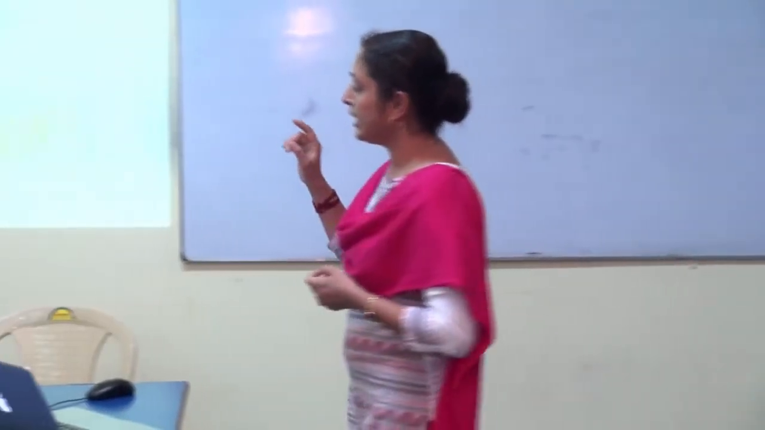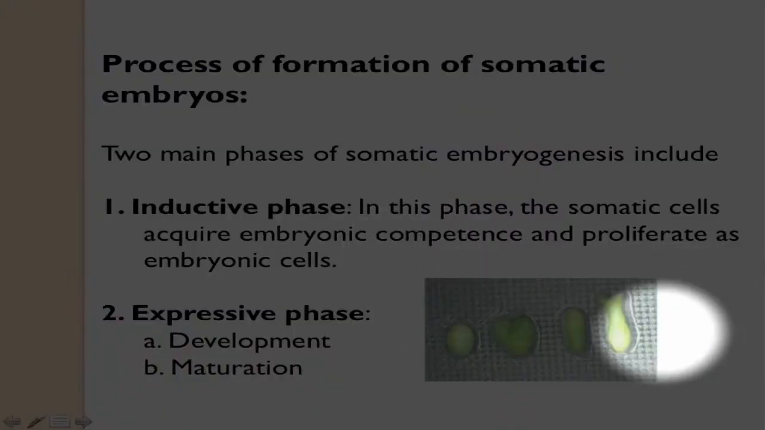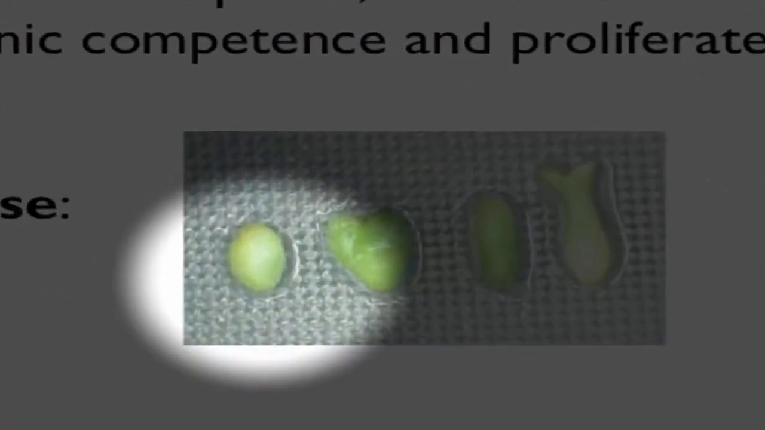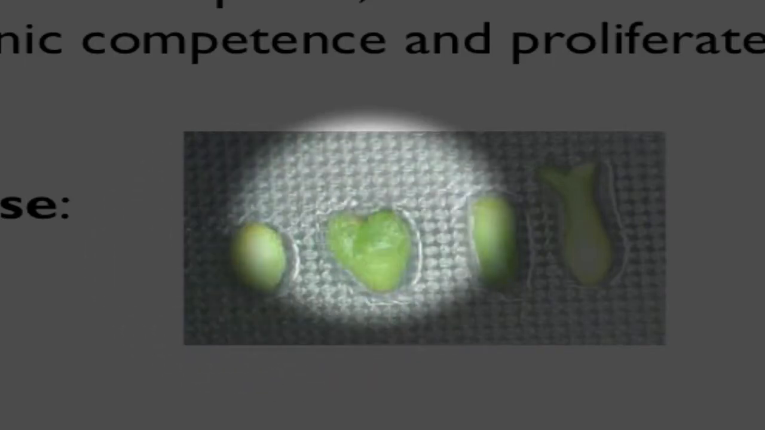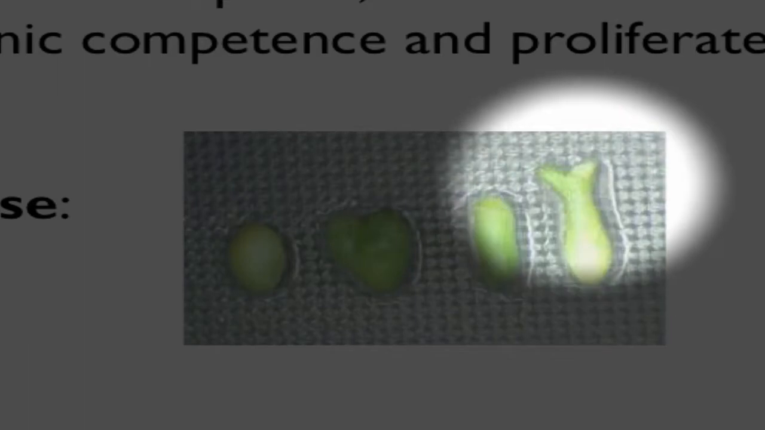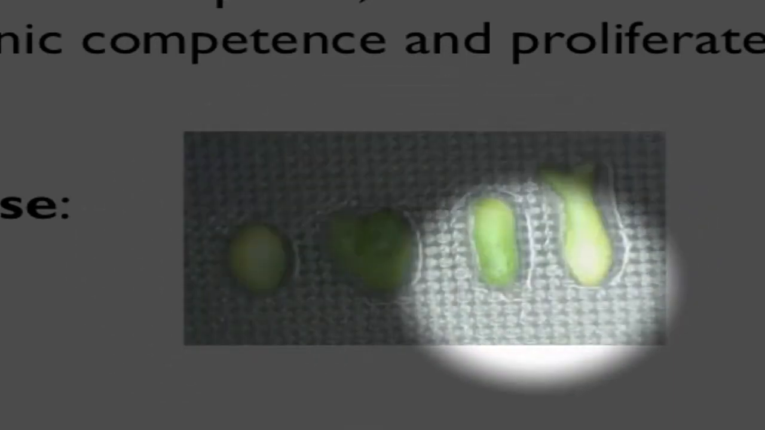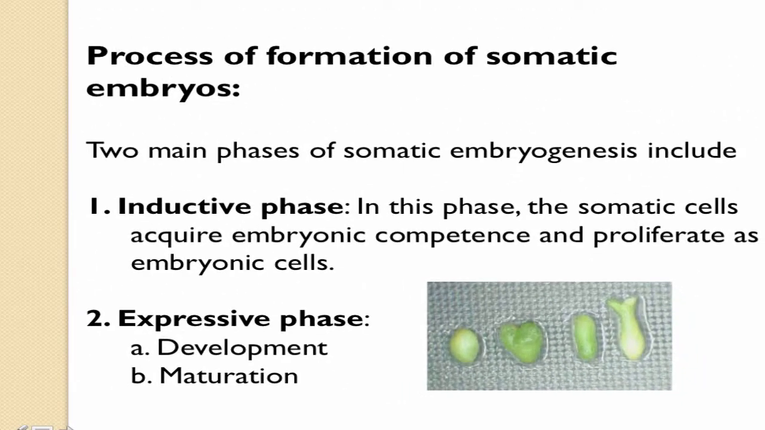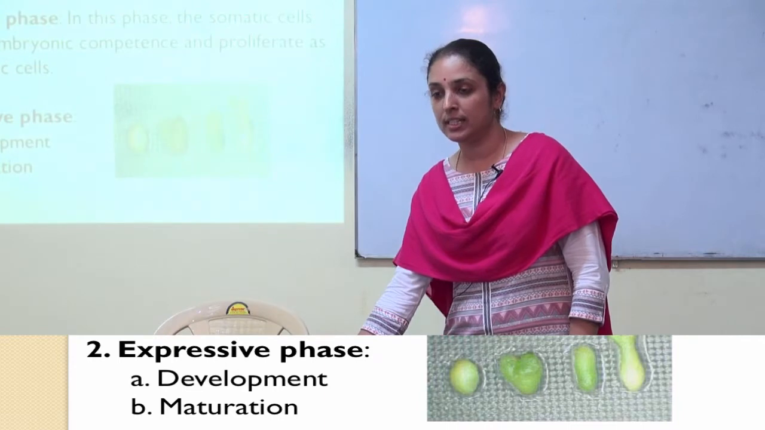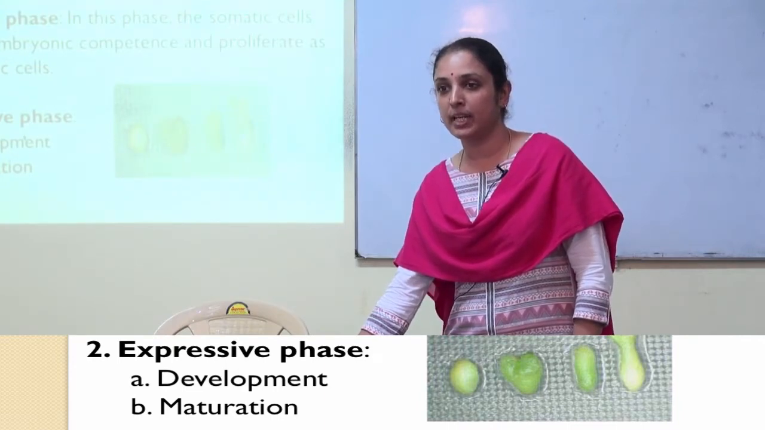I have shown you a picture here of the development. One is ovular shape, that is nothing but globular shape here, and the next is heart shape, next is torpedo, next is the cotyledonary. This is the overall picture of somatic embryogenesis. In the inductive phase, the development of an explant into a globular structure is the first stage, and that is the only phase where induction takes place. The next phase is expressive phase, in which we will be studying development and maturation.